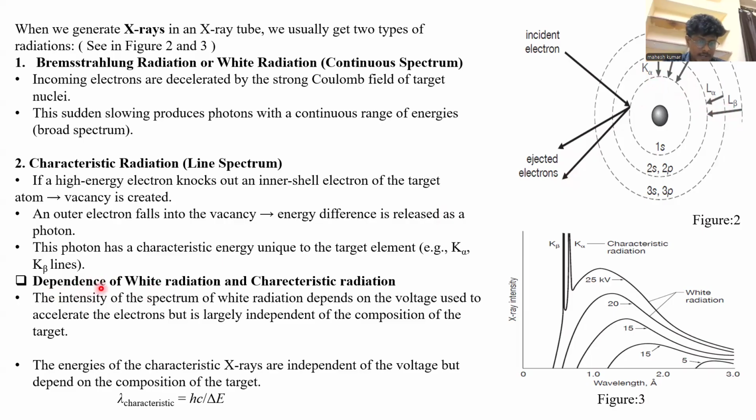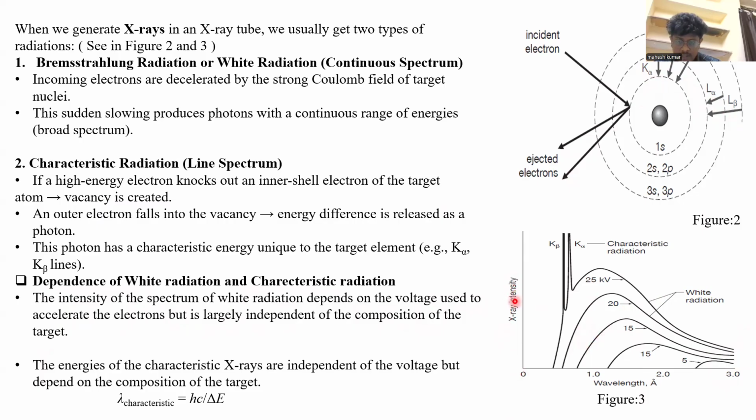And what is the dependence of white radiation and characteristic radiation? The intensity of the spectrum of white radiation depends on the voltage used to accelerate the electrons, but is largely independent of the composition of the target. See Figure 3.